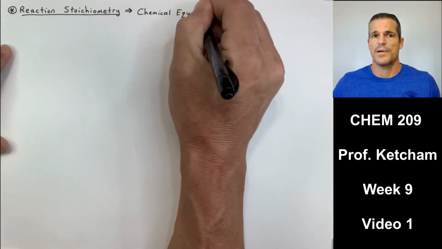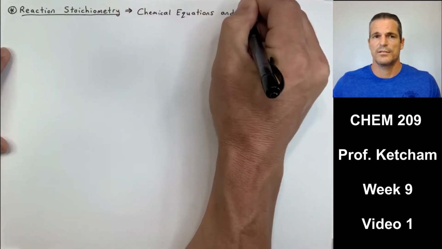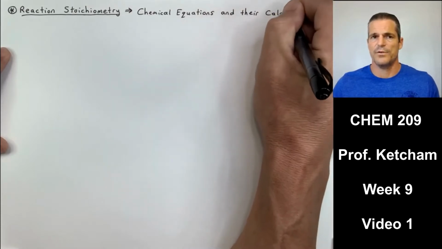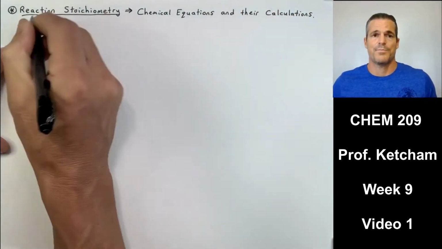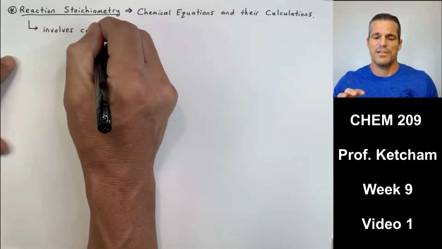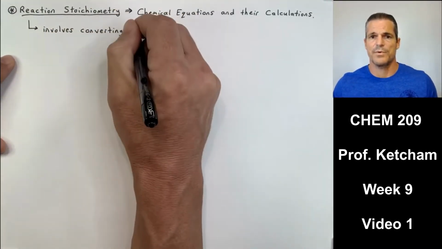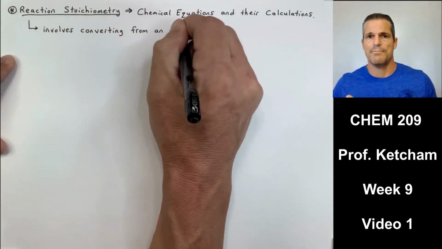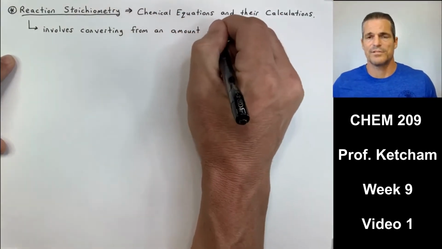So today we're going to talk about reaction stoichiometry. I don't want this word to be scary for you. Stoichiometry is probably a new term for a lot of you, but all it really means is that if you're given the amount of something in a chemical reaction, you want to be able to use that amount to convert to an amount of something else.